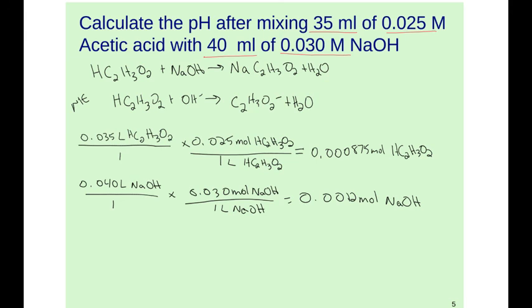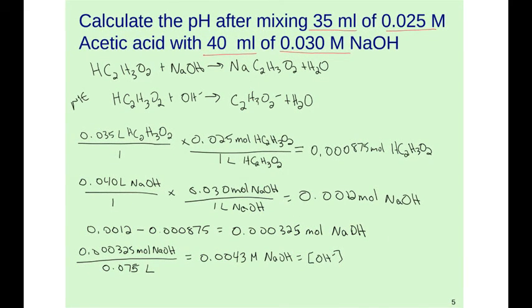And because sodium hydroxide is a strong base, that is also our hydroxide ion concentration. So we can use that to solve for our pOH by taking the negative log of 0.0043. And when we do that, we find that the pOH is 2.37, which means the pH is 11.63.